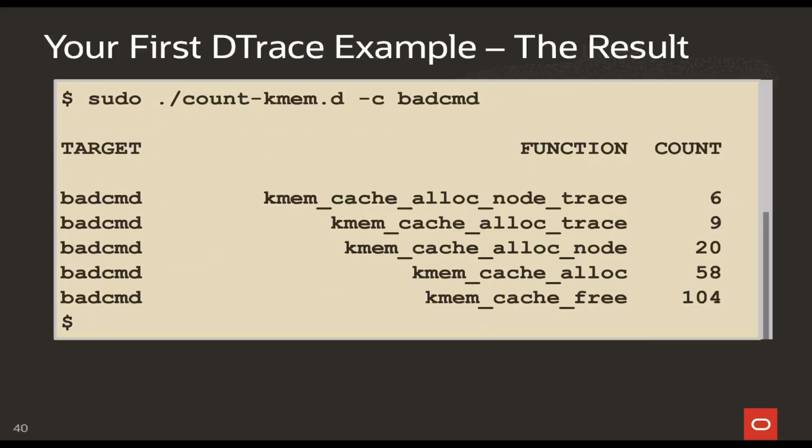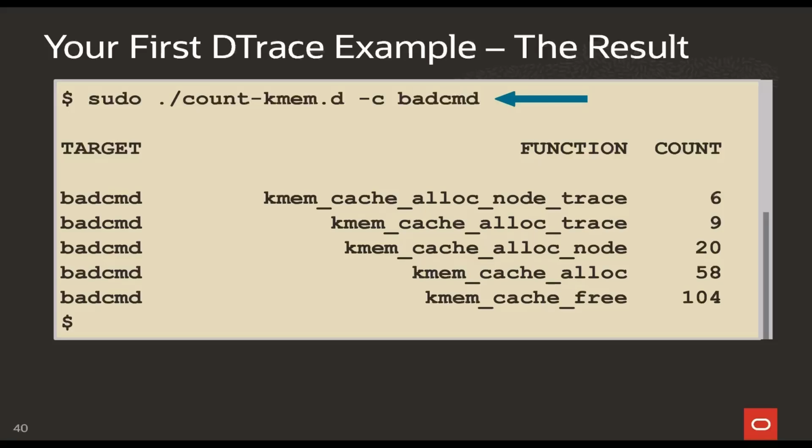This script delivers the following result. I'm using sudo, always use sudo, to execute my D script. As shown here, I use the -c option because I want to trace what happens when I execute bad CMD, and because that was the request. And what the output shows is the following. The target column always has bad CMD. I know that, I mentioned that, that's a little bit of redundancy here. I have 5 function calls apparently, and the counts are shown in the third column.